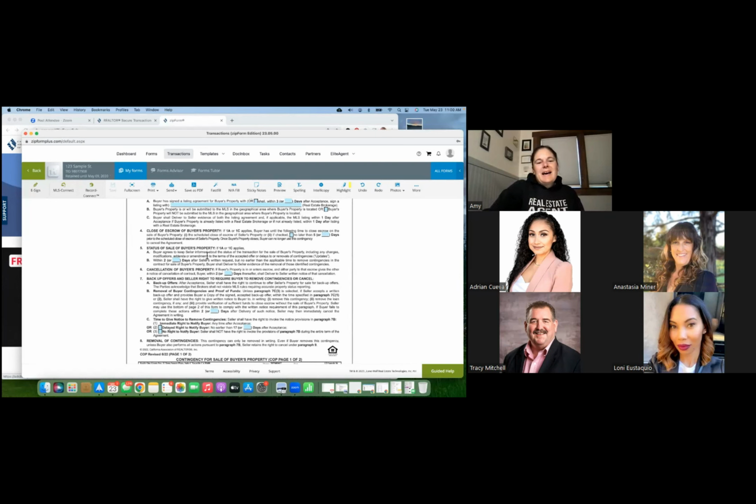Section 5 is the status of the sale. This just says that the buyer agrees to keep seller informed on the status of the transaction, including any updates, modifications, addendums, amendments to the terms of the accepted offer. So they're required to give you a copy of the accepted offer once it's in contract. And if there's any changes to that, then they should let you know. Within 2 days after seller's written request, but no earlier than applicable time to remove contingencies in the contract for sale of buyer's property, buyer shall deliver to seller evidence of the removal of those identified contingencies.